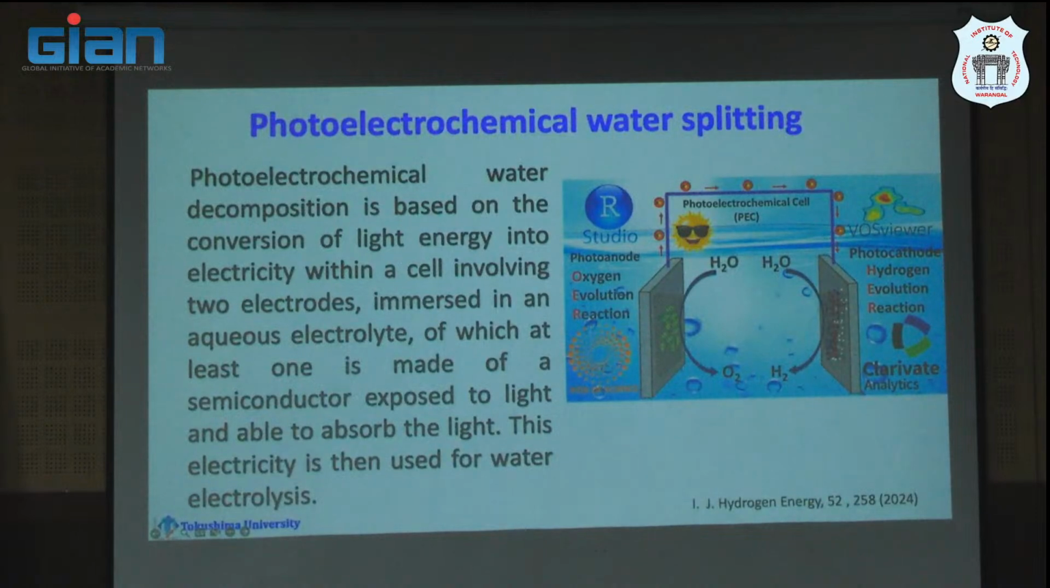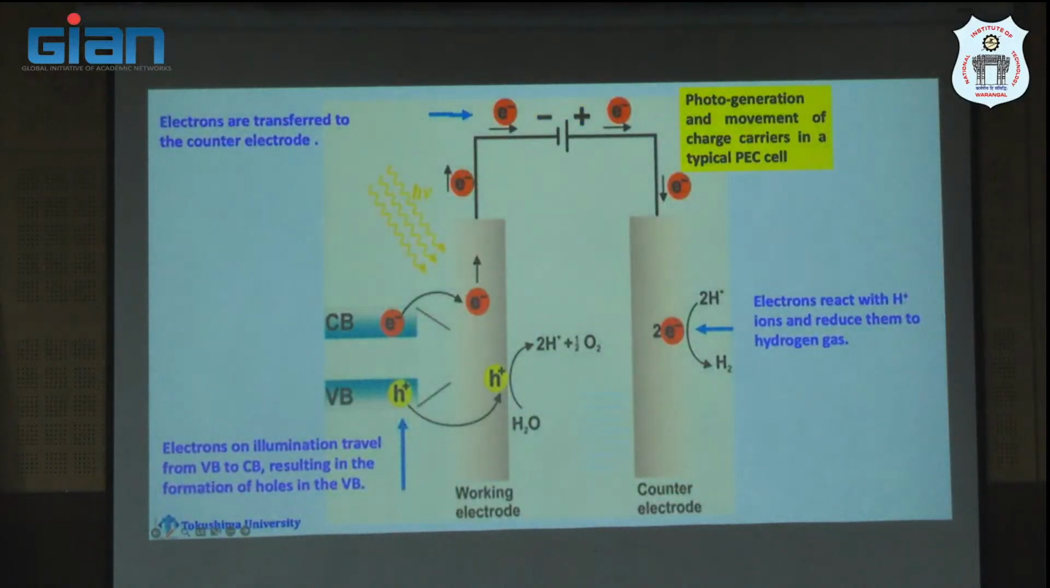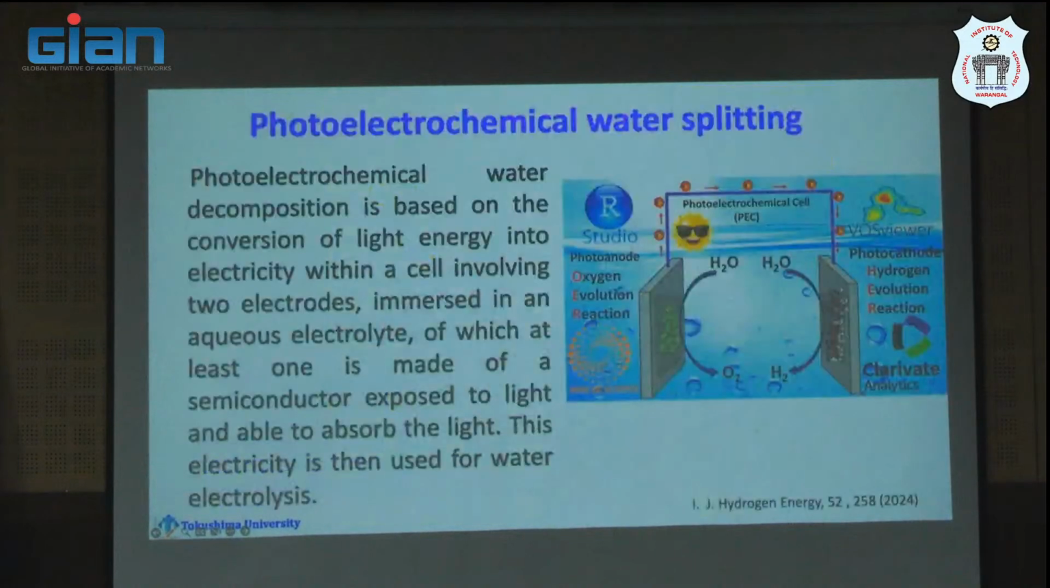So how can we distinguish between a counter electrode and a working electrode? Usually we fix one, the counter electrode, and the working electrode we can replace. This is optimization, which one is good, because we are dealing with the light.